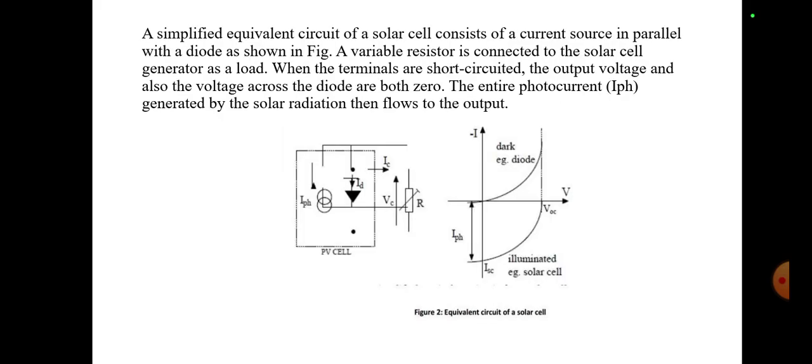A simplified equivalent circuit of a solar cell consists of a current source in parallel with a diode, as shown in the figure. A variable resistor is connected to the solar cell generator as a load. When the terminals are short circuited, the output voltage and the voltage across the diode are both zero. The entire photo current generated by the solar radiation then flows to the output.